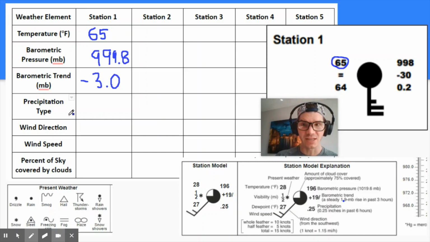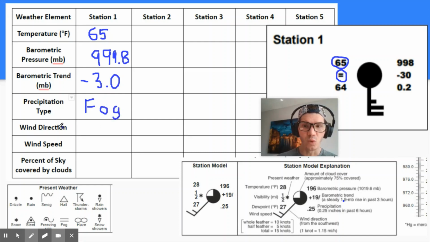The precipitation type, we're going to see that in between the temperature and the dew point, and we can get that here from the present weather, so it's just a matter of decoding. I see that equal sign of those two lines going horizontally, so that means that we have fog currently.